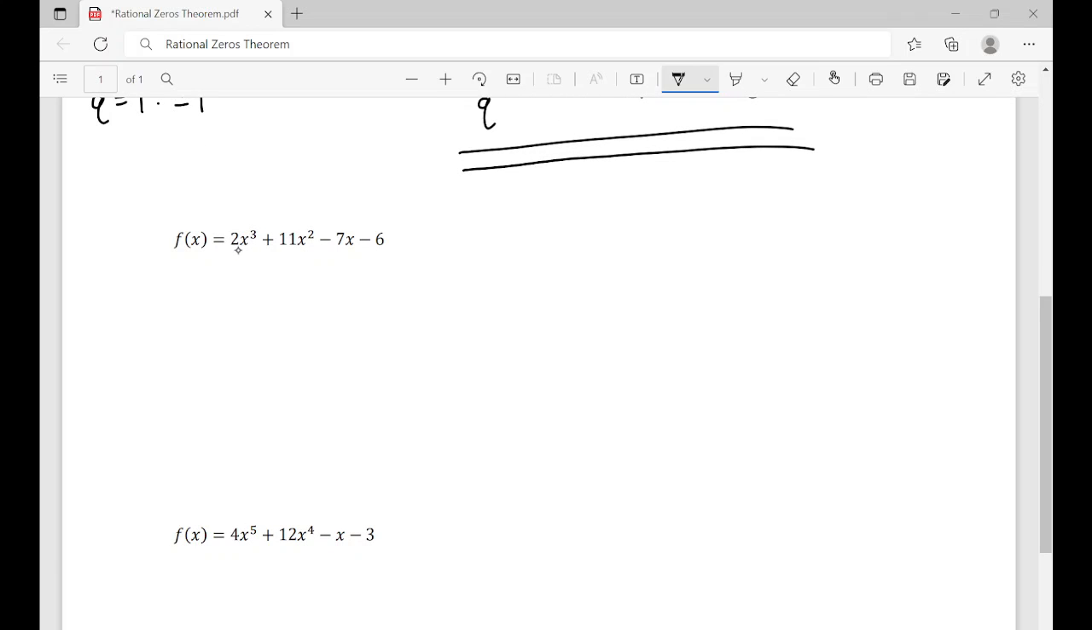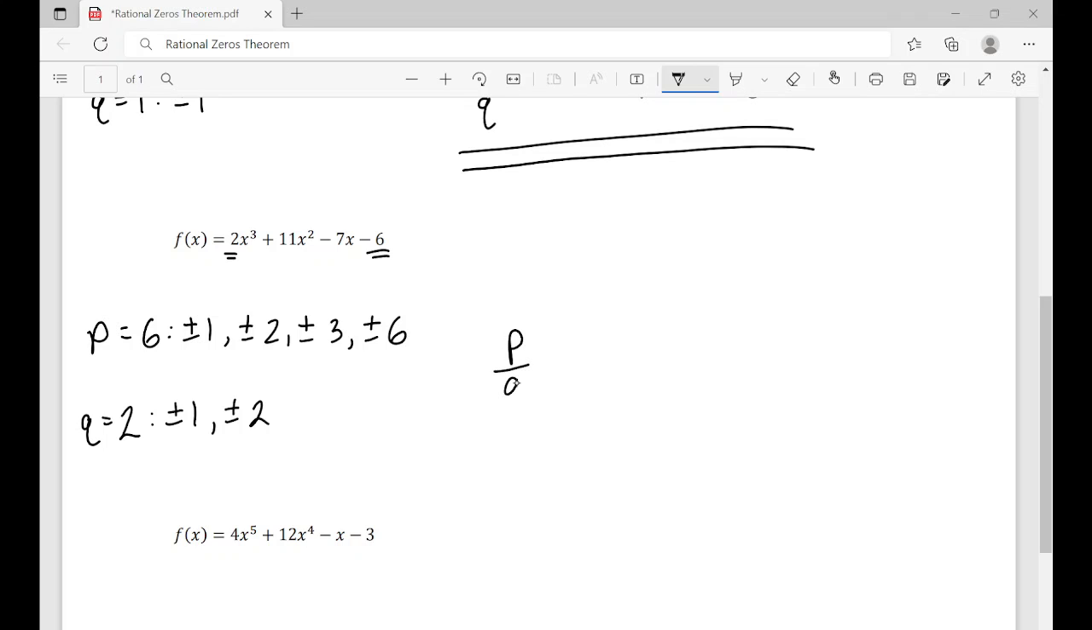Next, we have f of x equals 2x cubed plus 11x squared minus 7x minus 6. So again, let's find our p and q. p is going to be 6, and q is going to be 2. So let's state all of the factors of p and q, which is again plus minus 1, plus minus 2, plus minus 3, plus minus 6. So same thing as before. Now for 2, we have a couple more. Again, plus minus 1, but we also have plus minus 2.